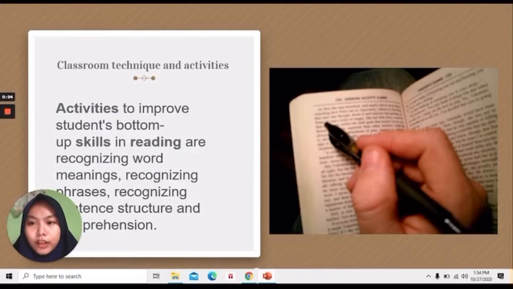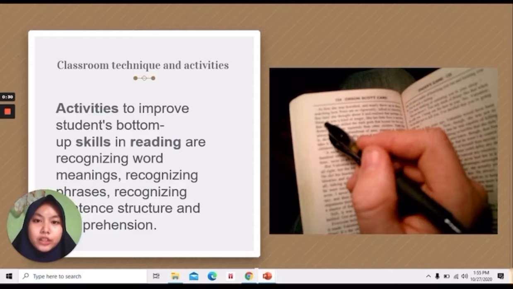Okay, I will continue to explain the next slide. It's about classroom technique and activity. There are many activities to choose from to apply in the class to teach reading. So what is the aim of these activities? These activities are to improve students' bottom-up skills in reading, or recognizing word meanings, recognizing phrases, recognizing sentence structure and comprehension.